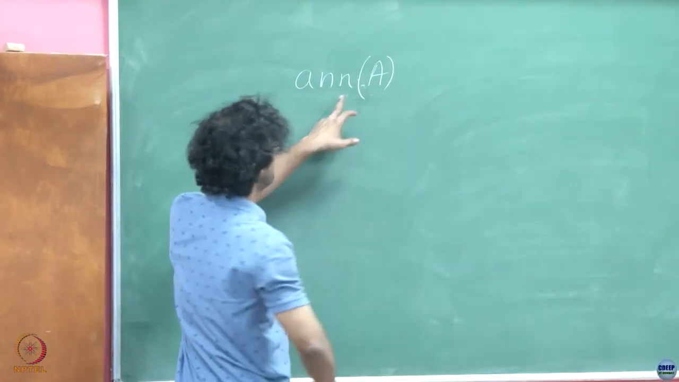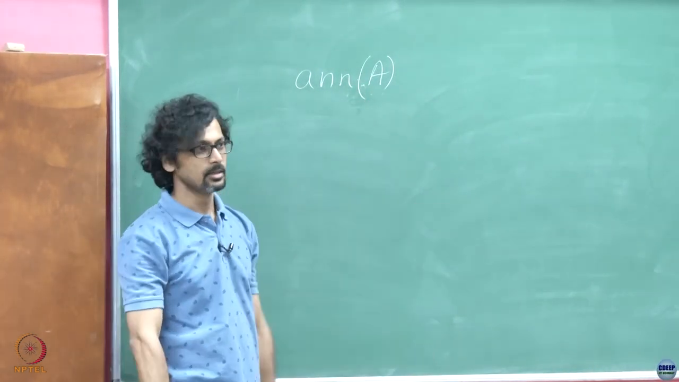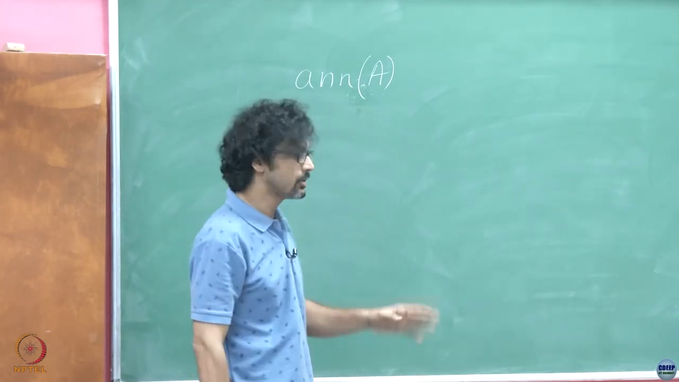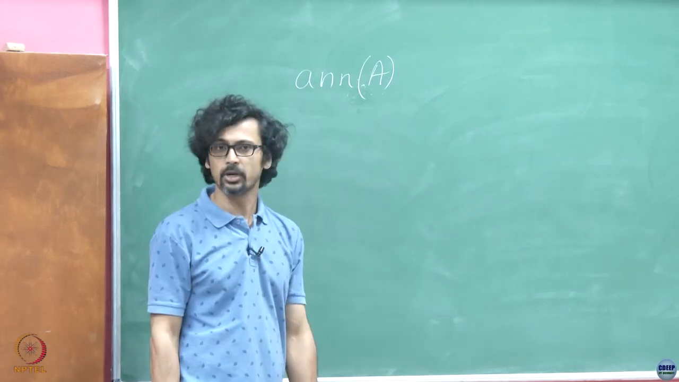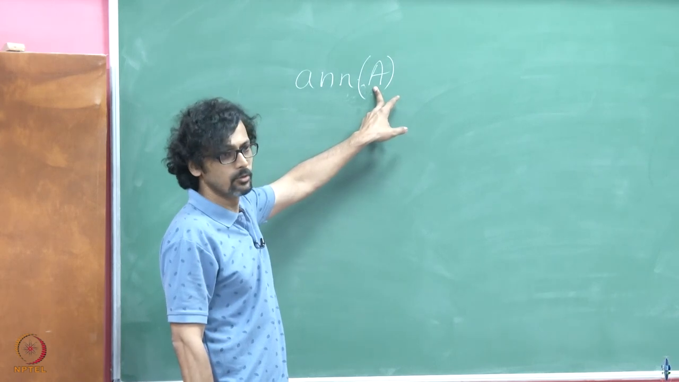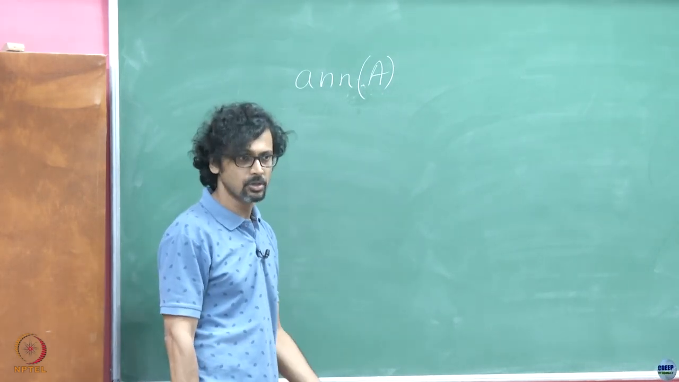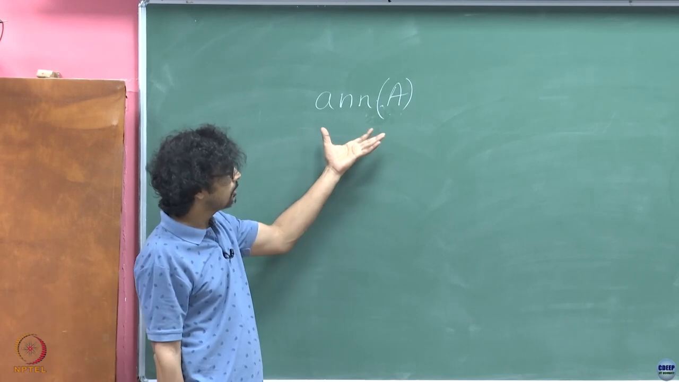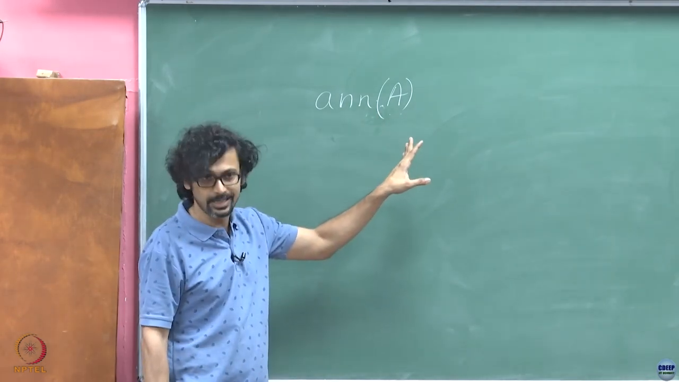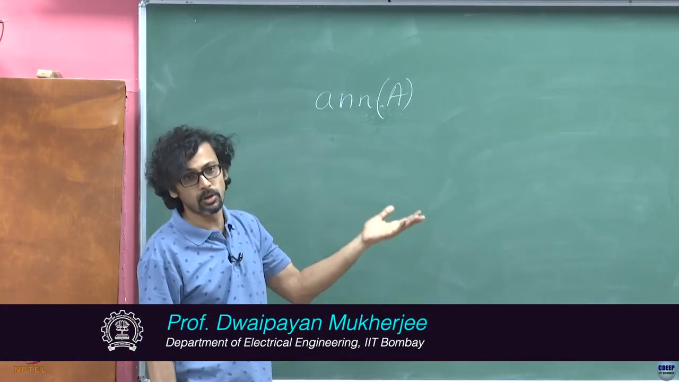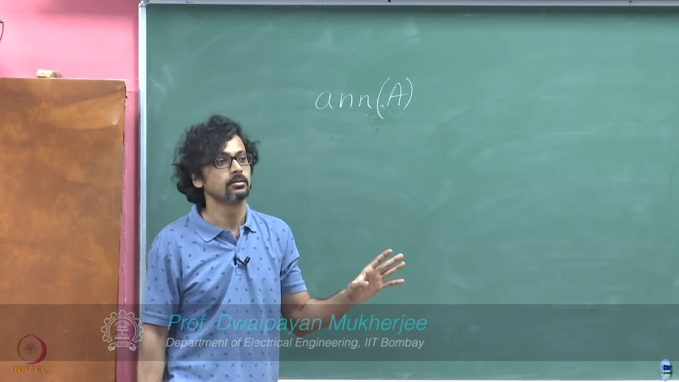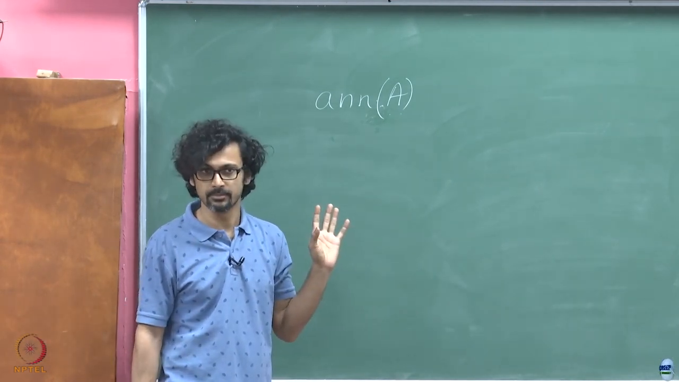So it's the annihilating ideal of A. And we saw what the definition of an ideal was, and we saw that this ideal is indeed going to be non-empty. We at least justified it when A is a linear operator over a finite dimensional vector space. Then we saw that there is this object called the minimal polynomial. So the annihilating ideal is a polynomial ideal, precisely those polynomials where if you pass on the argument A, it reduces to the identically zero operator.